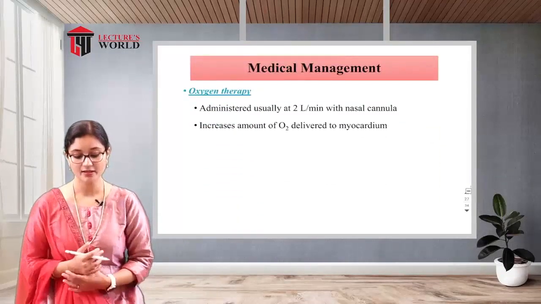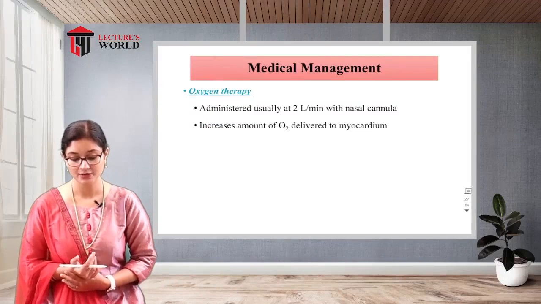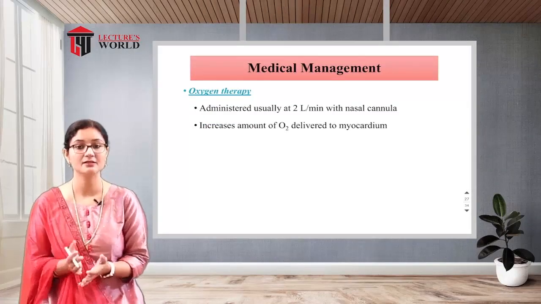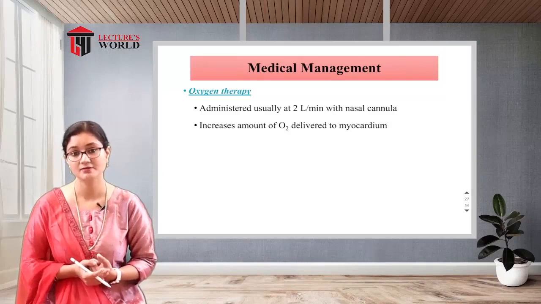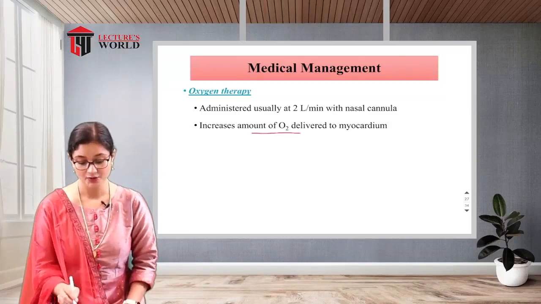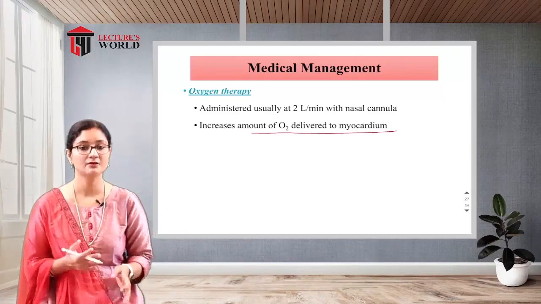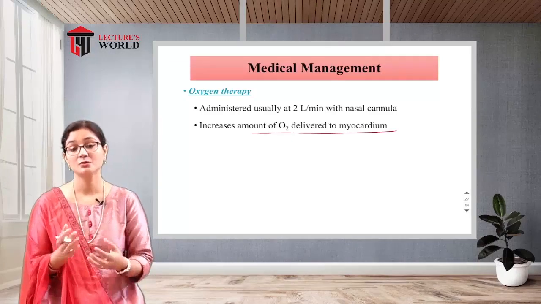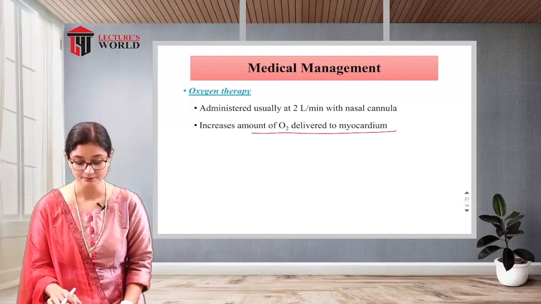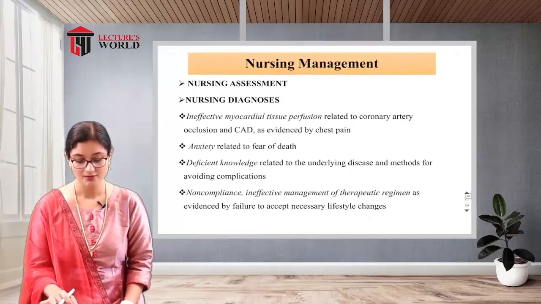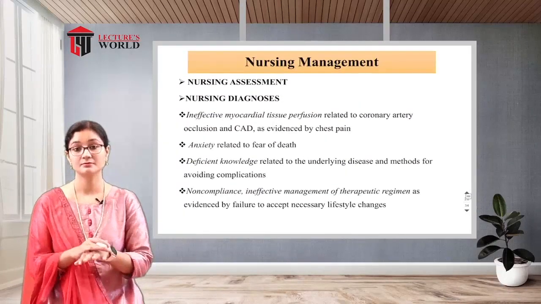Next is the oxygen therapy, administered usually 2 liters per minute with nasal cannula. You can also increase according to the demand of the patient and as it's been prescribed by the physician. It increases the amount of oxygen delivery to the myocardium. Why are we giving oxygen? So that more oxygen can be delivered to the myocardium. Okay, so this is about the medical management.